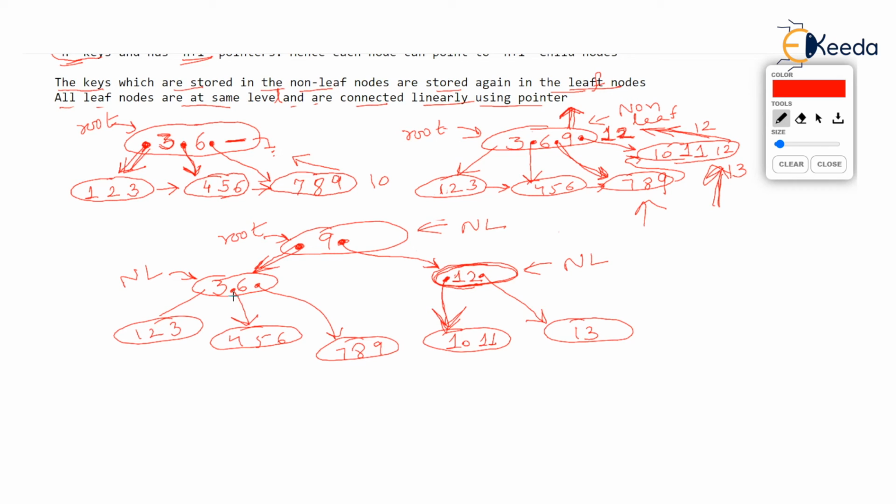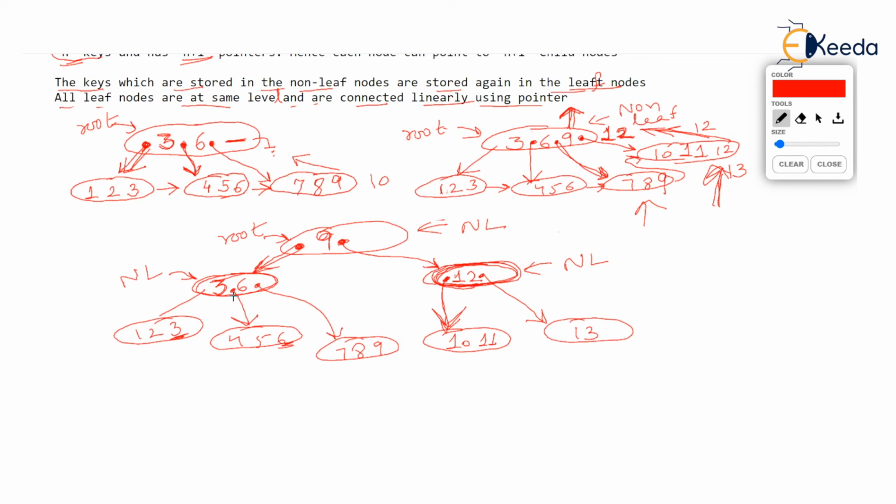Now watch out. 9 in the root is stored again in the leaf. Watch out the third leaf from the left. 3 and 6. Observe this leaf. 3 and 6. Observe the leaf I am encircling. 3 and 6 are also stored. 3 is stored in the first leaf and 6 is stored in the second leaf. Now 12 in the third non-leaf. 12 here. 12 is not stored.